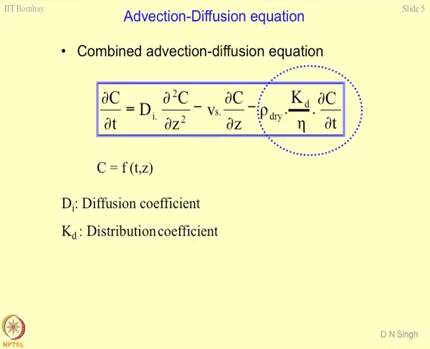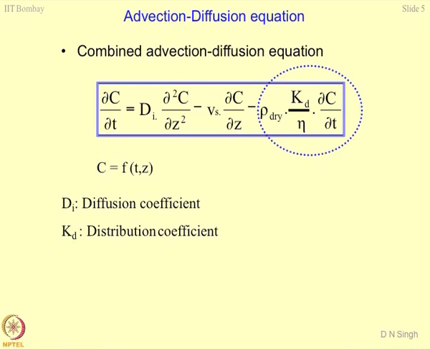If you do a lot of mathematical jugglery, you will end up getting this equation. Can you recognize a few terms appearing here? Del C by del T is nothing but the concentration gradient with respect to time. Di is the diffusion coefficient. Del square C by del Z square is the variation of concentration with respect to distance. What is Vs? Seepage velocity.